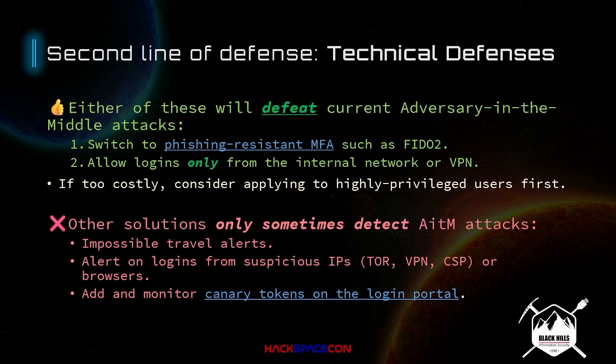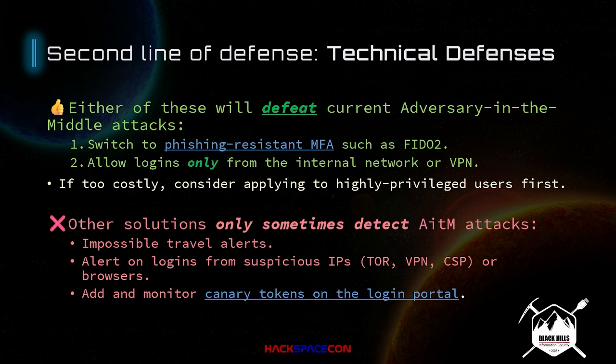Now I've got 2 points up here in green at the top of this slide. Either one of these two, number 1 or number 2, will 100% completely defeat adversary in the middle phishing attacks at a technical level, where this attack will not work. That is to either switch to phishing-resistant multi-factor authentication. That's multi-factor authentication that's based on standards like FIDO2, also U2F or WebAuthn, or 2 other similar standards. And I've got a link to that there on the slides, a document that explains those in a bit more detail if you're interested in that.